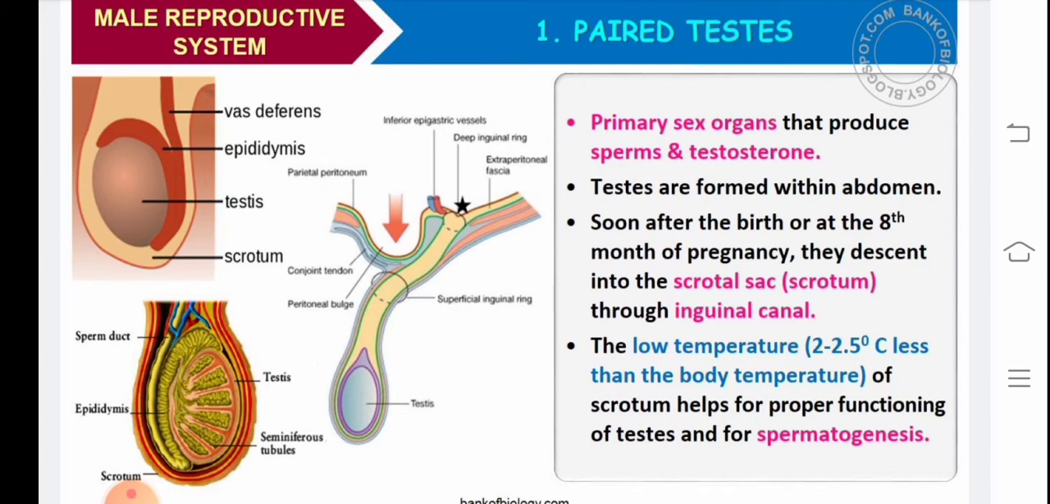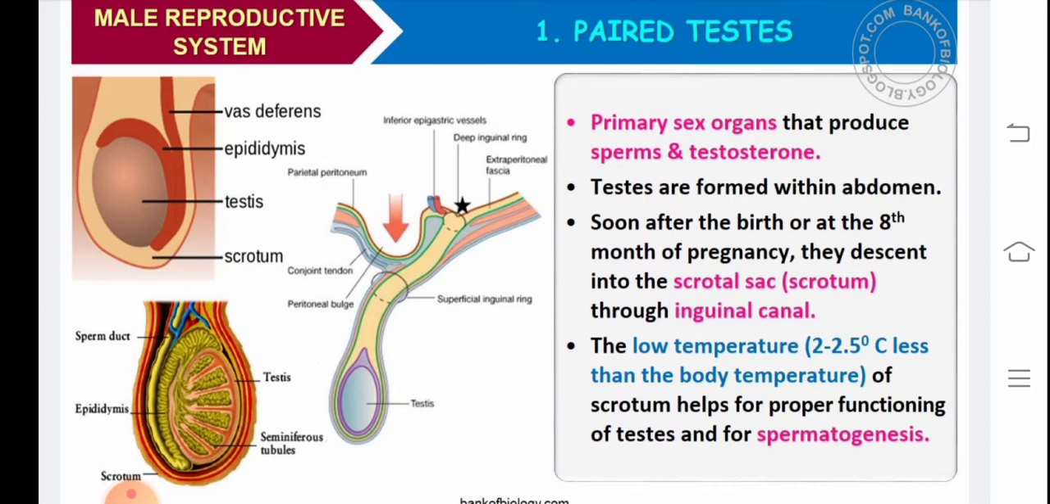So secondary sexual characters are nothing but, for example, change in voice, presence of beard and mustache, presence of hair in the genital area or under the armpit. So these kinds of characters are influenced by this hormone, that is by testosterone. And this hormone is produced by testes. So the testes is most important organ of male reproductive system.